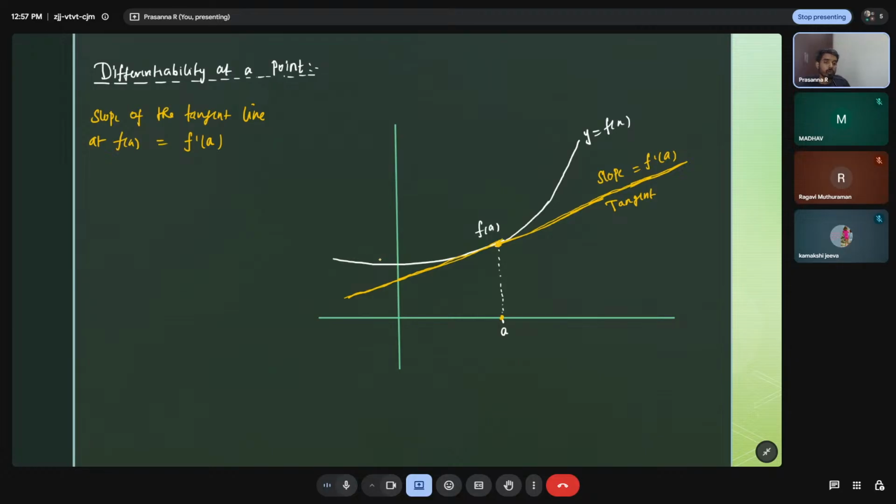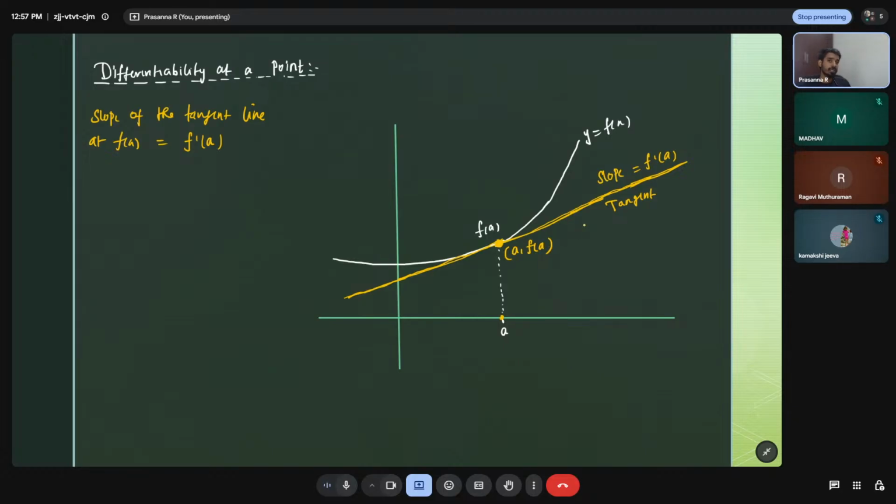In order to find the slope, what is this coordinate? This coordinate is a comma f of a, right? So we know one point in the line. We know one coordinate in the line, which is a comma f of a.